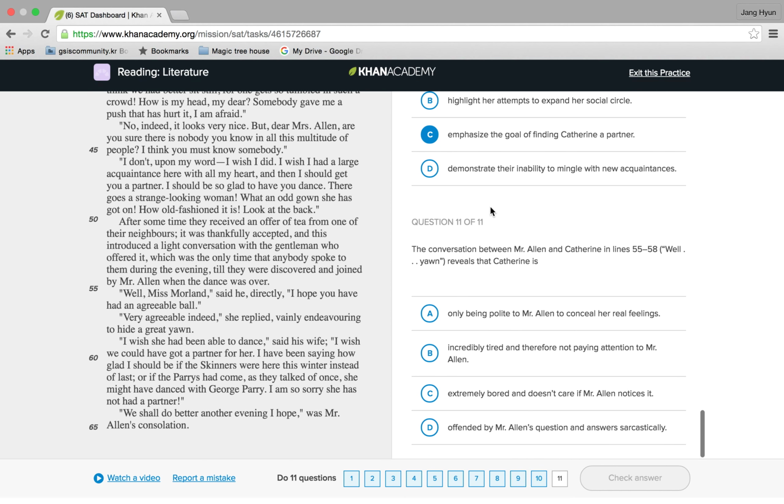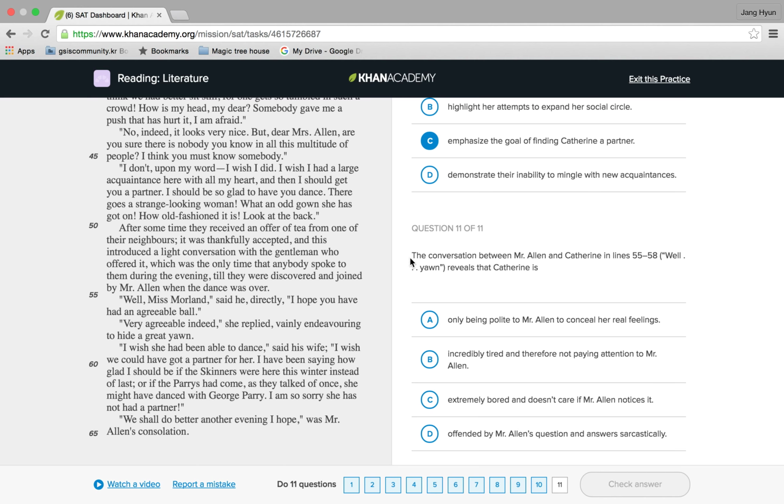I wonder why. The conversation between Mr. Allen and Catherine in lines 55 to 58 reveals that Catherine is... "Well, Miss Morland," said he directly, "I hope you have had an agreeable ball." "Very agreeable indeed," she replied, vainly endeavoring to hide a great yawn.